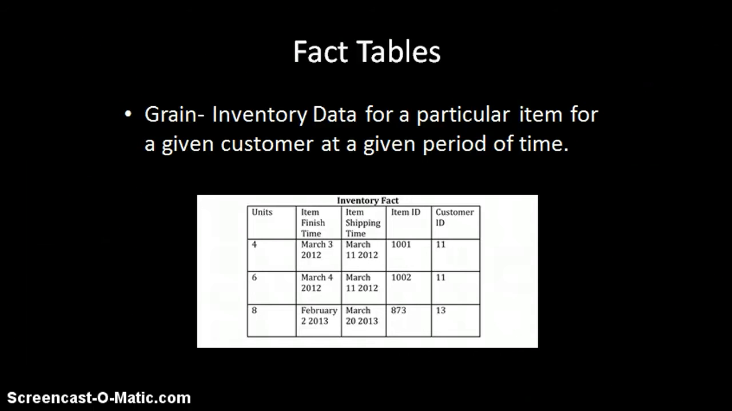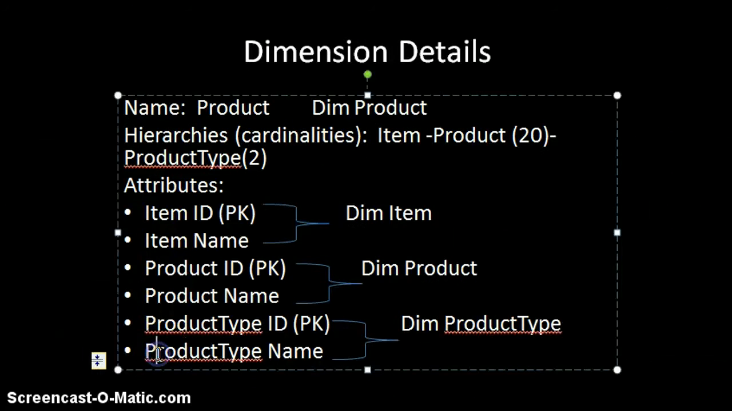And then pretty much the item ID is going to be whatever unit of ice cream or cheese is going out. And then to find the days in inventory, we use the items finish time and the items shipping time to calculate that. And so that is our fact table.